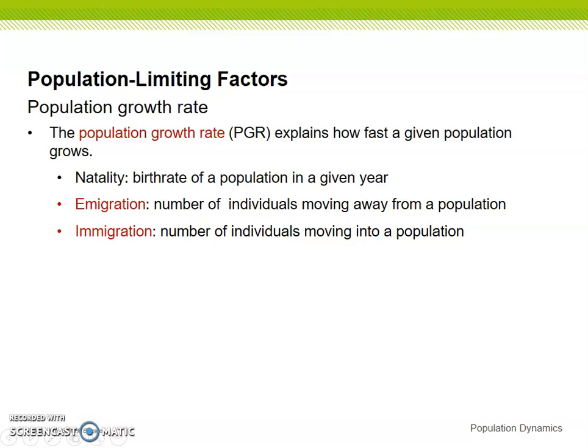Population limiting factors. Population growth rate, or PGR, explains how fast a given population grows. Natality, birth rate of a population in a year. Emigration, with an E, number of individuals moving away from a population. And immigration, with an I, number of individuals moving into a population. Those influence the population growth rate.